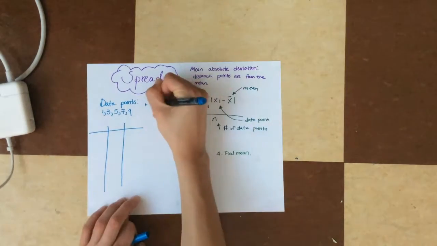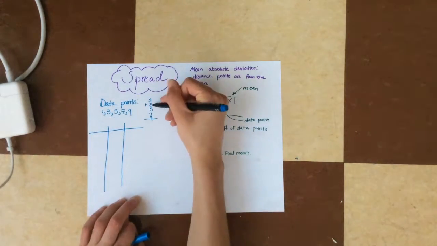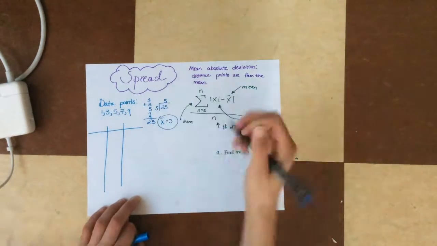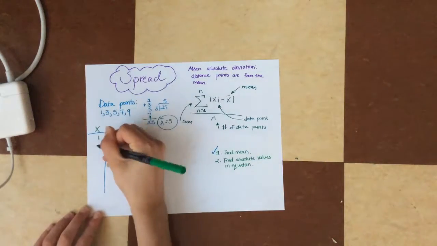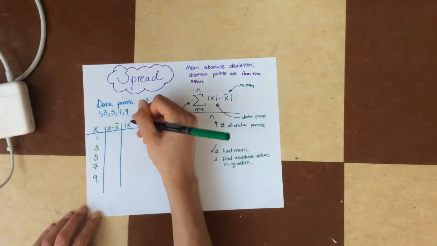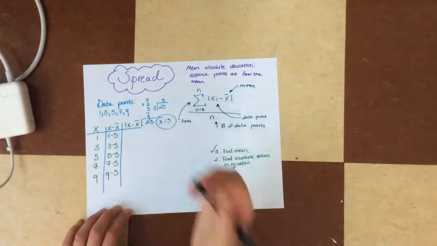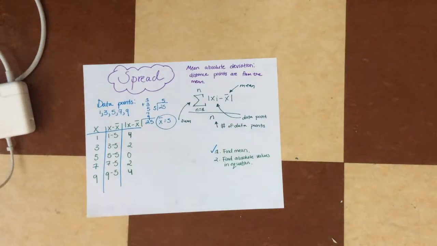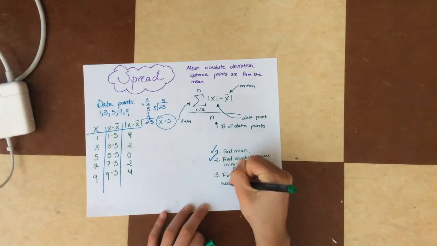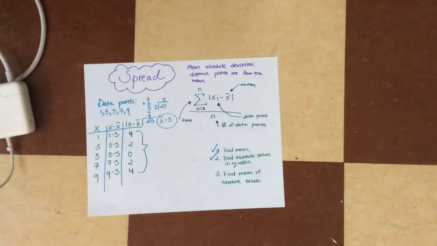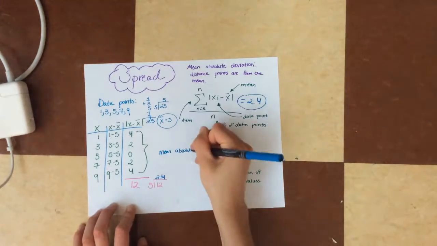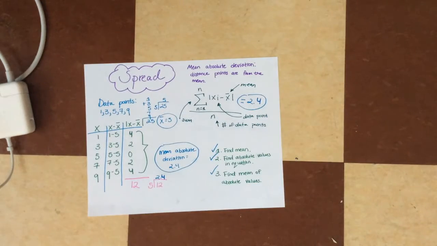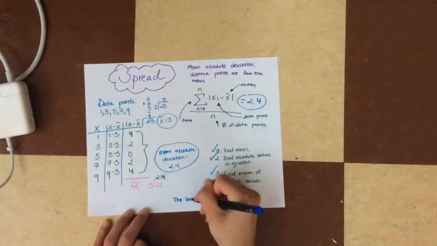First, we're going to find the mean of our data points. Then we're going to put our data points into the graph and subtract them by the mean. Then we're going to put the absolute values in. Then we'll find the mean of the absolute values. The mean of our absolute values is 2.4, so that is the mean standard deviation, which is also part of the spread.